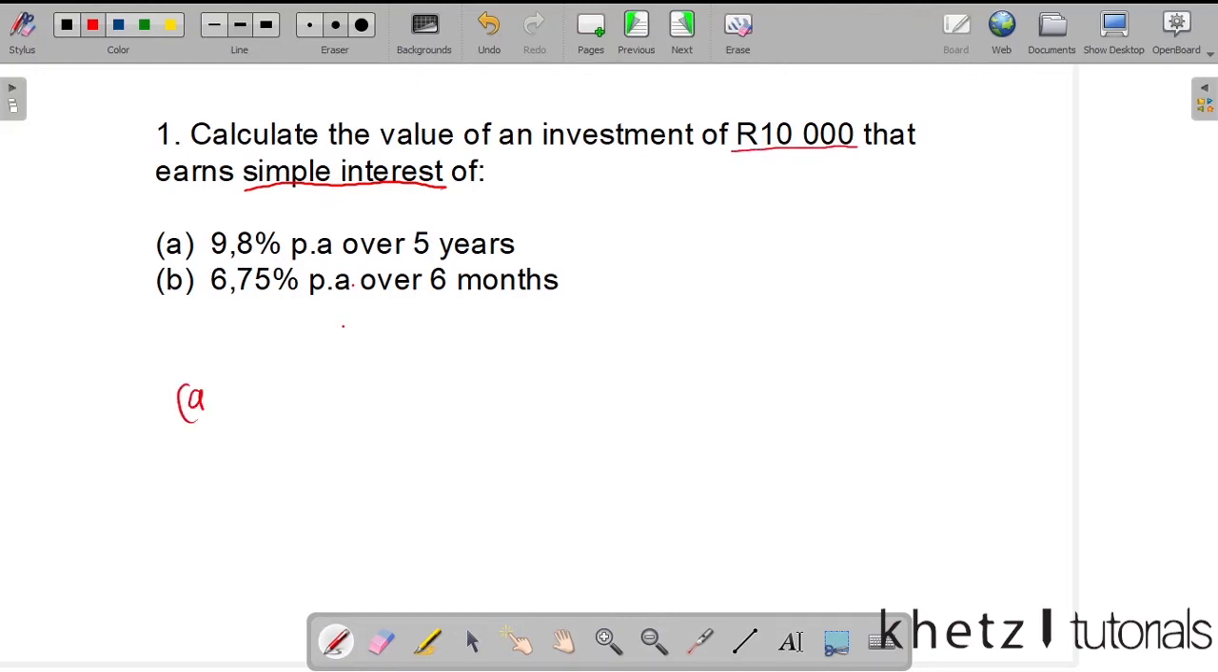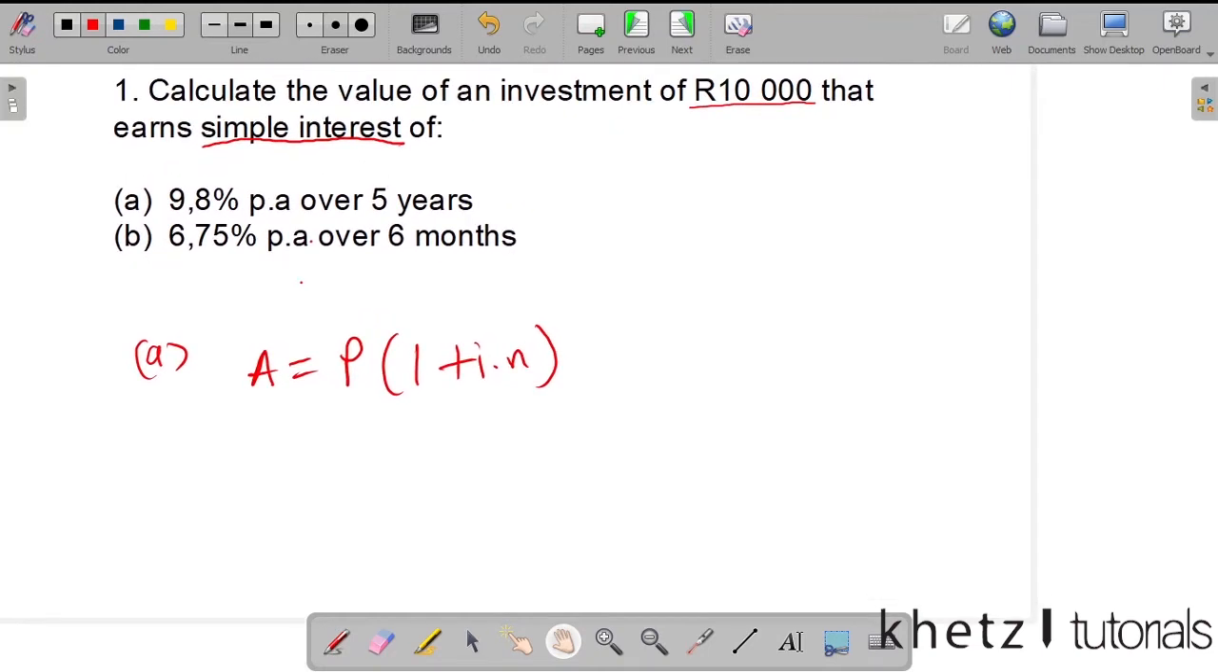So for the first part of the question, we're just going to write our formula. Always write your formula. I think there are marks for that. This is a simple interest formula. And we want to find the value of this 10,000 rand in 5 years. Now, since we're given the amount which you're actually investing, that would be your principal value. And the amount which we want to calculate in 5 years is your accumulated value. So we don't know that value.